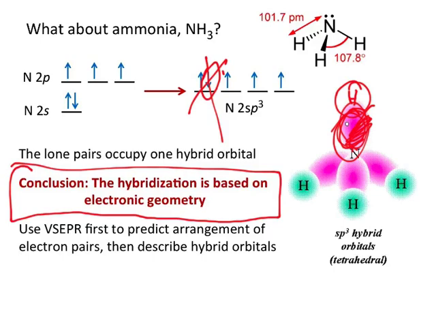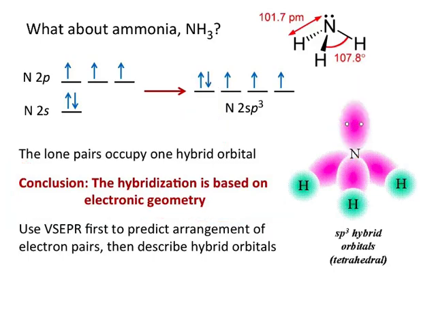Okay, so when you're doing this, first you have to use the valence shell electron pair repulsion theory to predict the arrangement of these electron pairs, which then you can use to figure out the electronic geometry, which then you can use to describe the hybrid orbitals. So you're going to have to do it in that order. And that's why these problems get merged together a lot with geometry problems, because by the time you've done the geometry and figured that out, it's just one extra little step to determine the hybridization on the central atom.